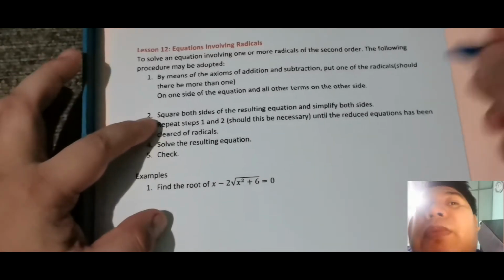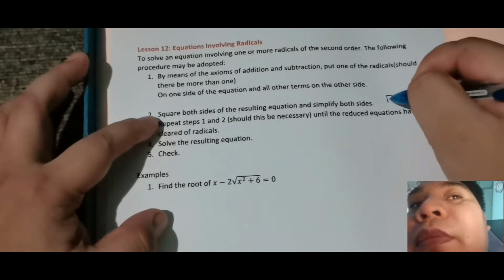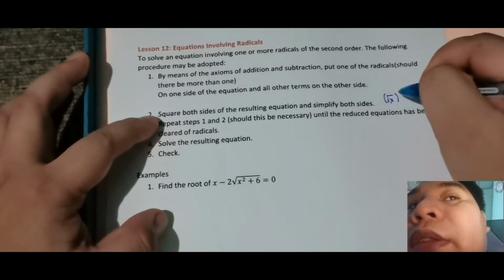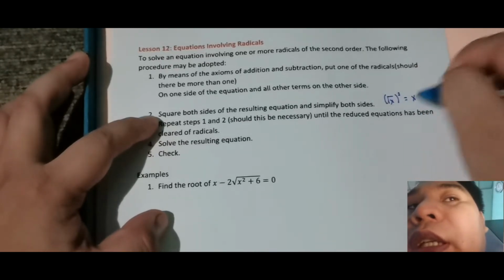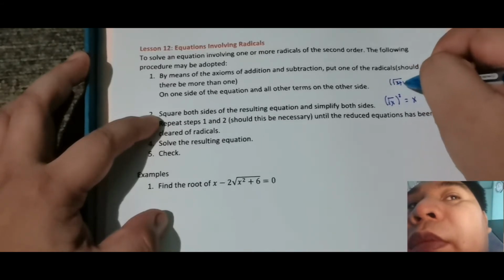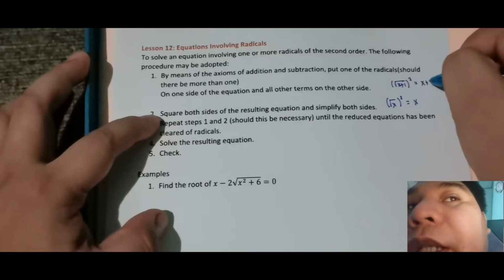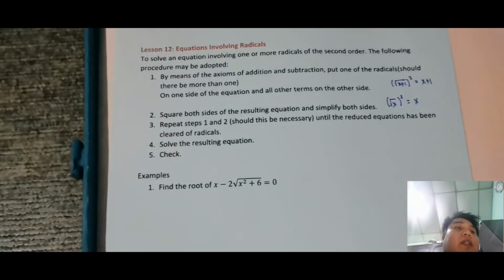Okay, so, ibig sabihin na ito, for example, meron akong square root of x. Pag in-square ko kasi yan, ang result niyan is x. Similar din yan sa square root of x plus 1. Pag in-square ko yan, that is x plus 1. Okay, so sana nagkakaintindihan tayo about dyan.